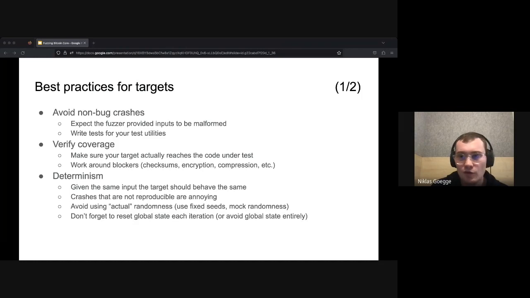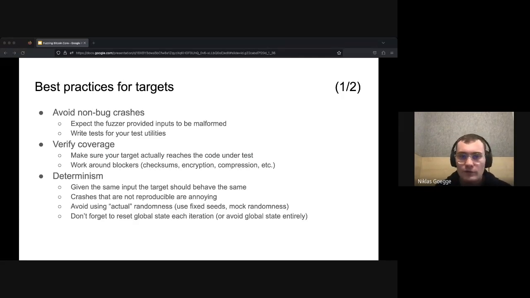Another big thing is determinism. Given the same input, your target should always behave the same. Otherwise, it's really annoying if you have a bug, you have a crash, and then you try to reproduce it. You take the input that initially crashed the target, but then all of a sudden, because your target is not deterministic, the crash doesn't happen anymore. That's really annoying because it costs more time to figure out what the actual bug was.